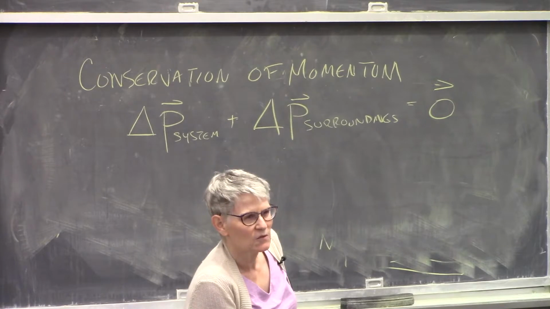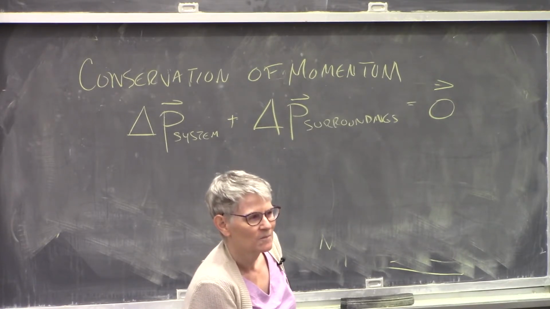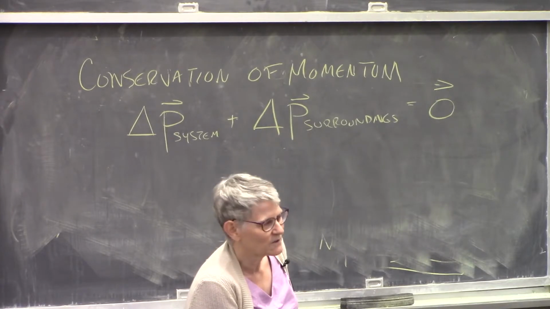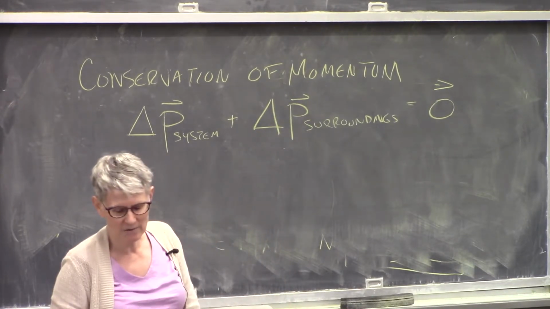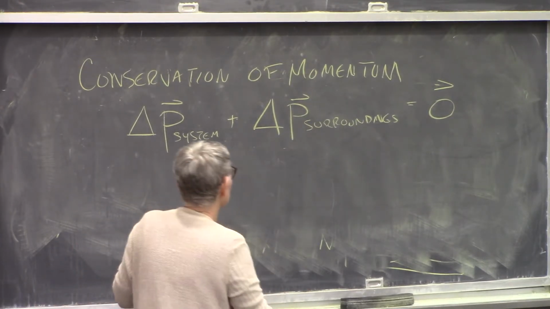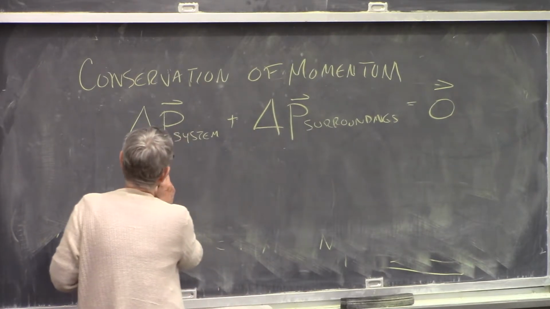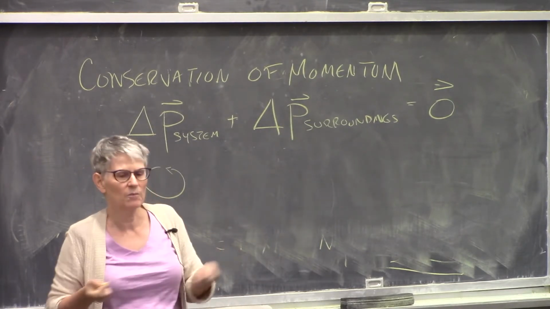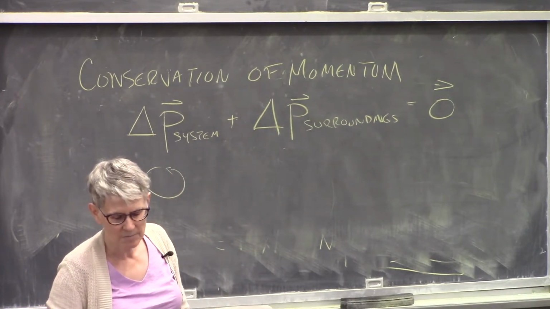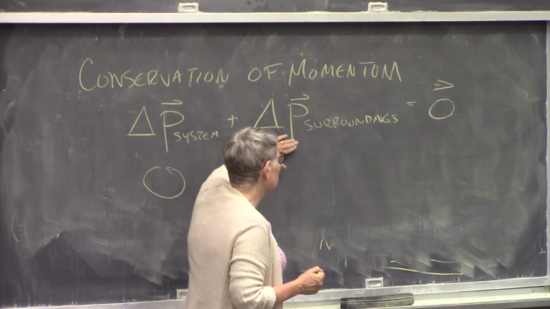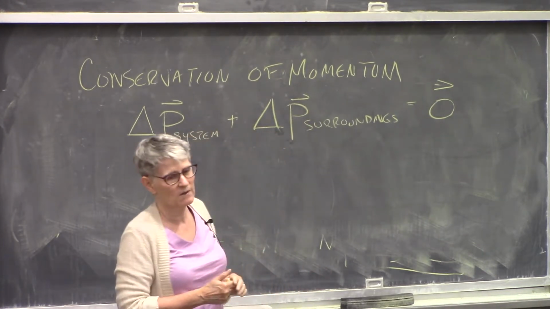So let's take the biggest system we can think of, the universe. Can the total momentum of the universe ever change? No, because there's no surroundings to put momentum in or momentum out. Momentum can flow from surroundings to a system. Momentum can flow inside a system, so different parts of a system can change momentum. But unless there's some interaction with the surroundings, the total momentum of a system can't change.